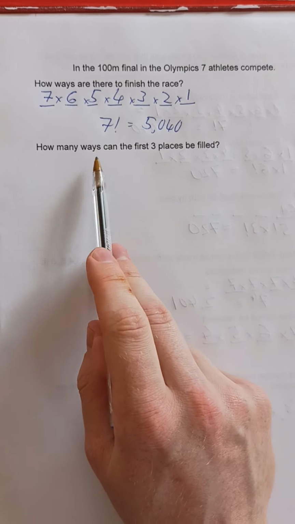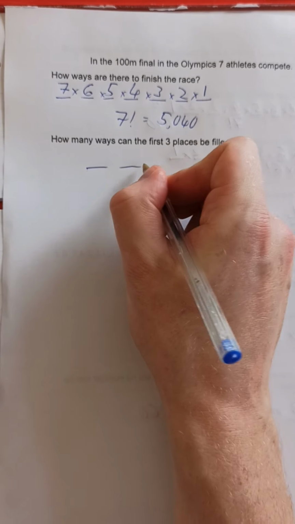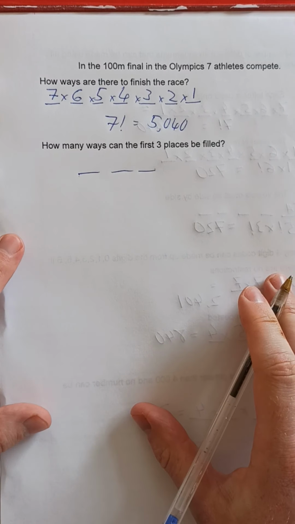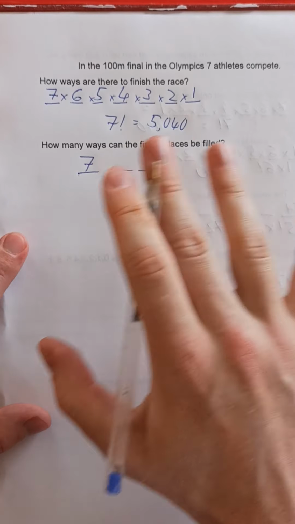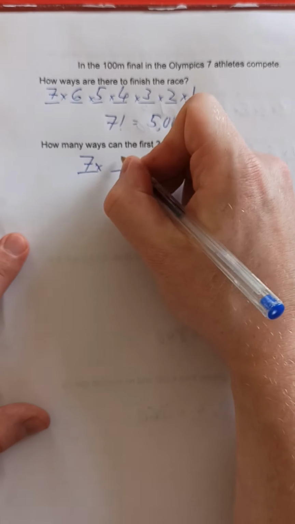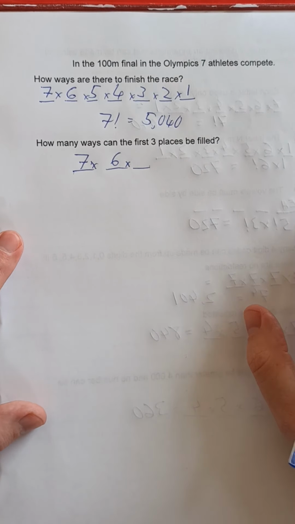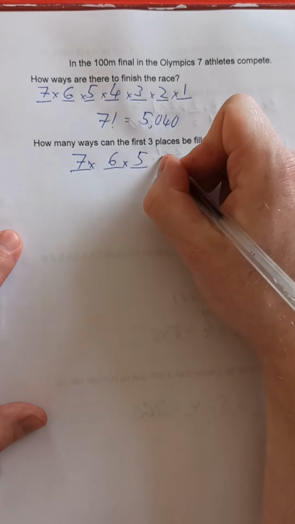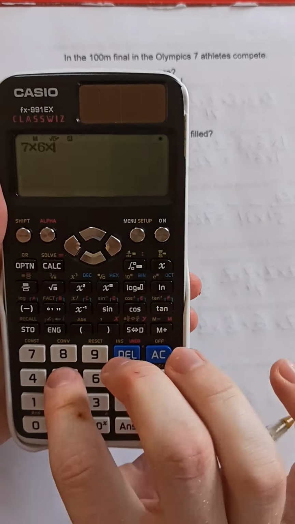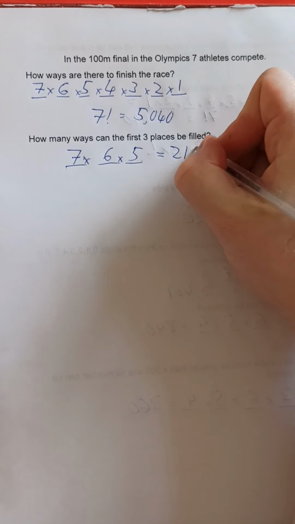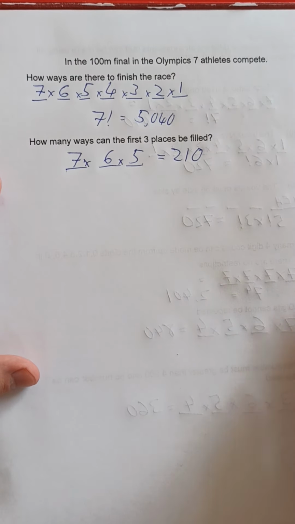Last question then, how many ways can the first 3 places be filled? So the first 3 places, we only have 3 spaces. So 7 athletes can finish first. So the first place is gone now. That leaves 6 can finish second. The first 2 places are now gone, so now we have 5 athletes left that can finish third. Again, put it into your calculator. So we have 210 ways the first 3 places can be filled. Okay, and that's it.